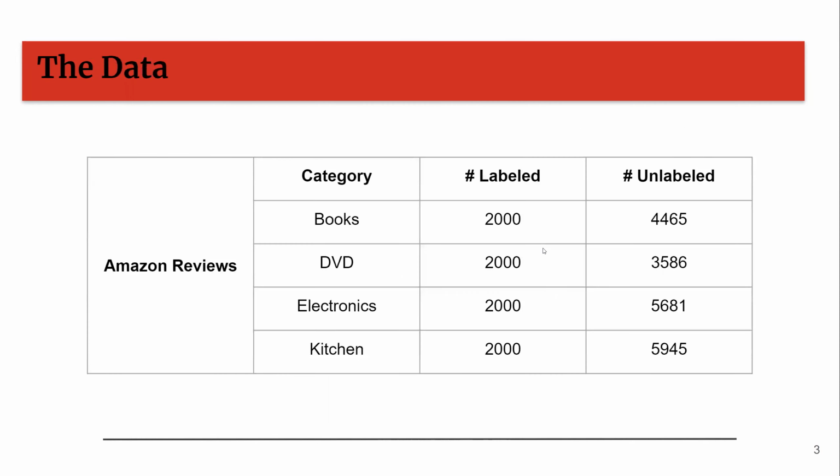So the data consists of 4 Amazon review categories: books, DVDs, electronics, and kitchens. For each category, there are 1,000 positive reviews and 1,000 negative reviews, and the rest are going to be unlabeled.